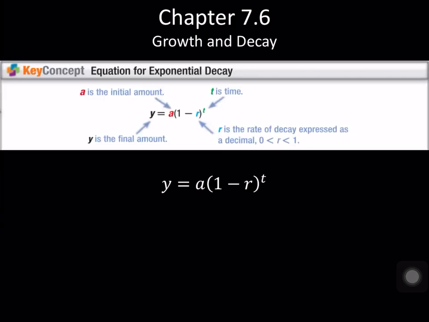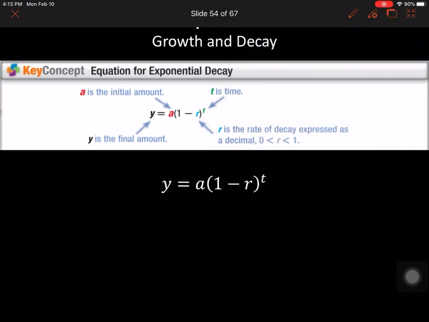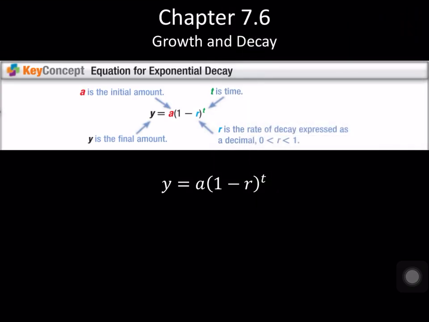Okay, exponential decay. Now this formula ought to look a lot like the exponential growth formula. The only thing different would be the minus, because growth means we're adding and decay means we're subtracting. So now we're subtracting, we're decaying. So A is still going to be our initial amount. T is still going to be our time. R is still going to be our rate as a decimal. And our final amount is still going to be the Y, what happens after we do all of this.